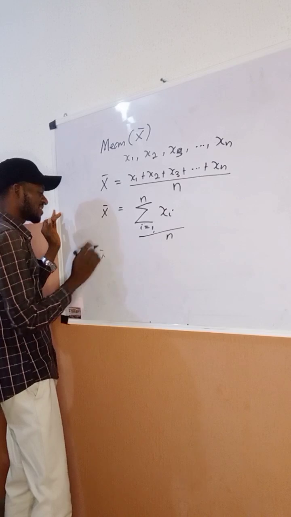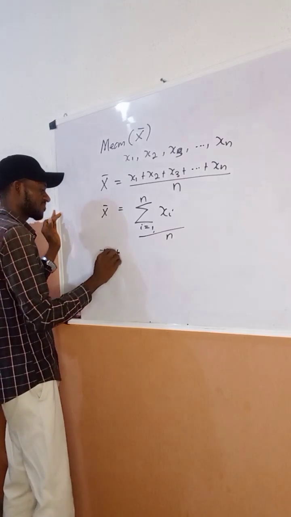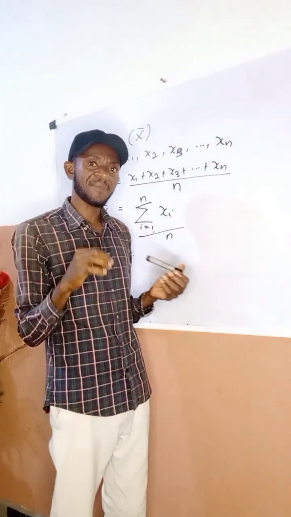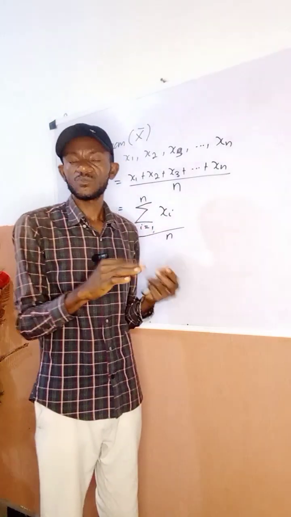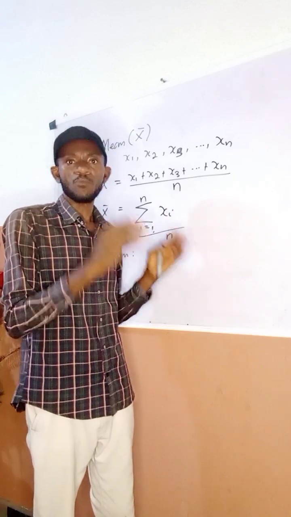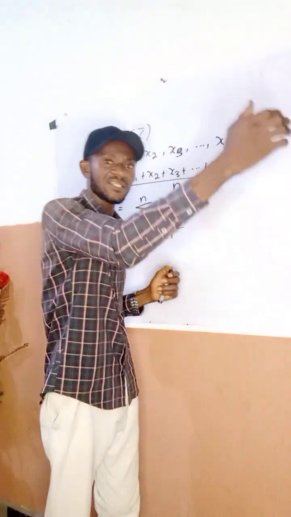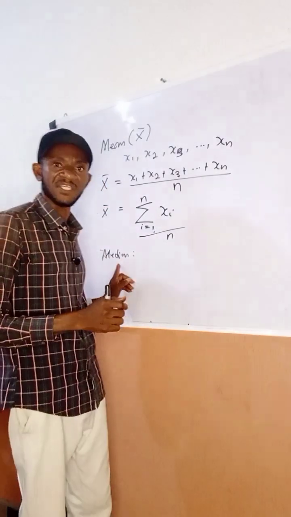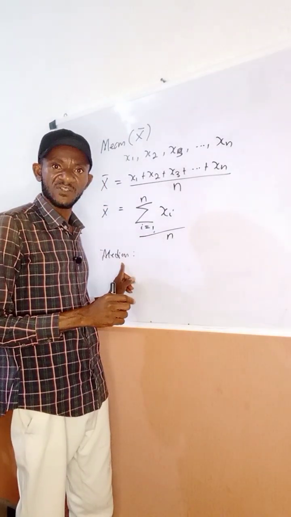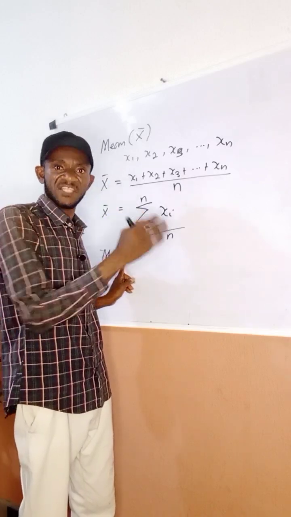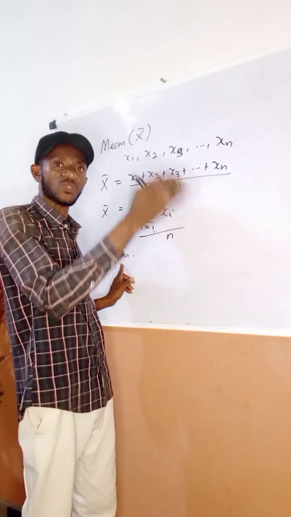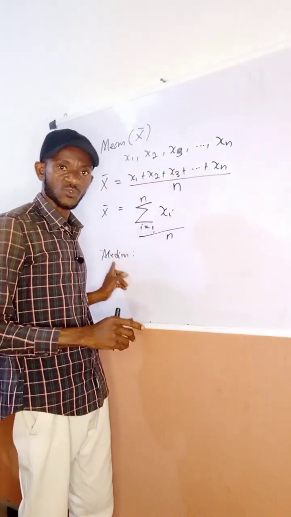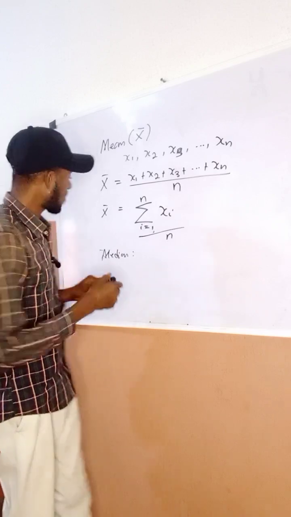The next we are going to talk about is what we call the median. When we talk about the median, we are talking about the central observation when the data set must have been arranged either in ascending or descending order of their values. That is what we call the median.